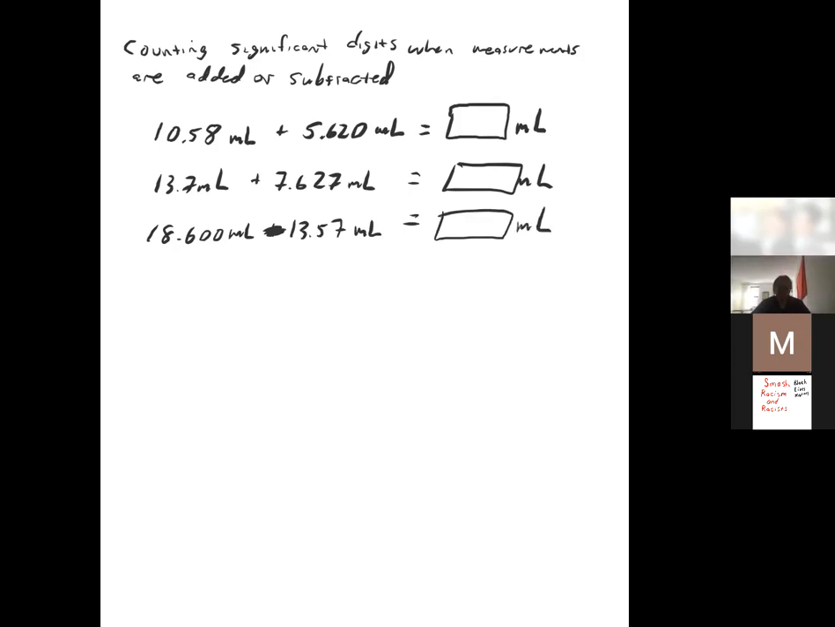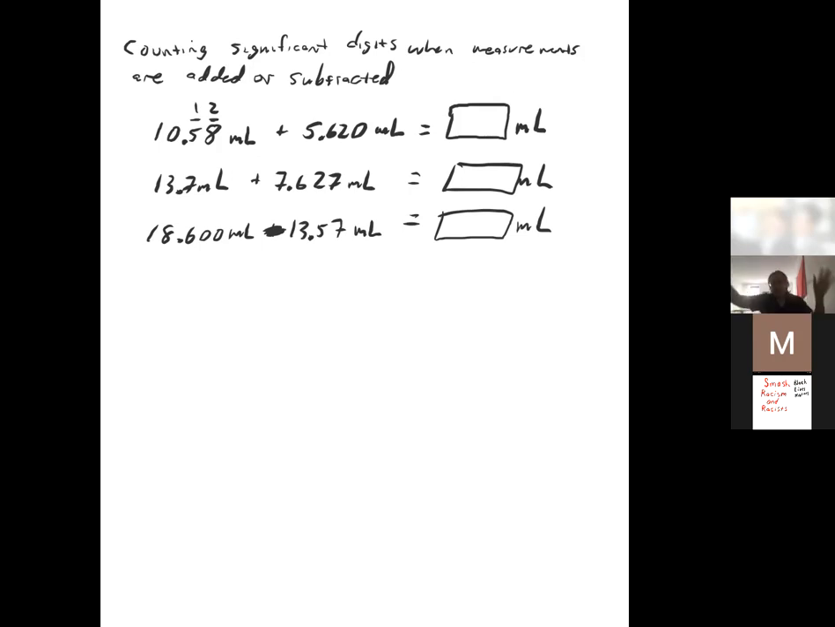Okay, good. All right, so here's how you do addition, subtraction. What you do is you look for the decimal point. So I'm going to kind of put the decimal point really obvious in these numbers. That's the key, is where's the decimal point. You then count how many digits past the decimal point you go for each number. So you see how the first one, 10.58, goes 2 digits past the decimal point?